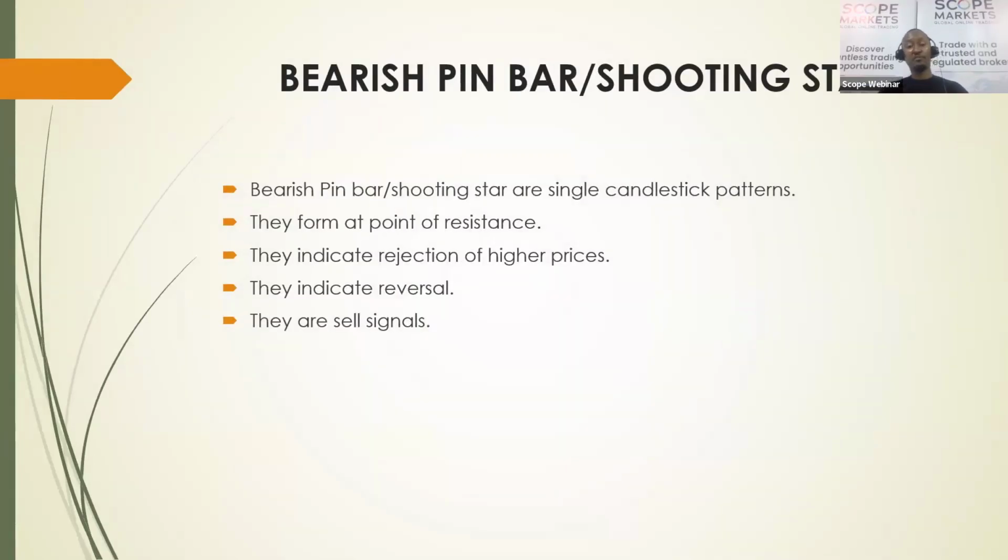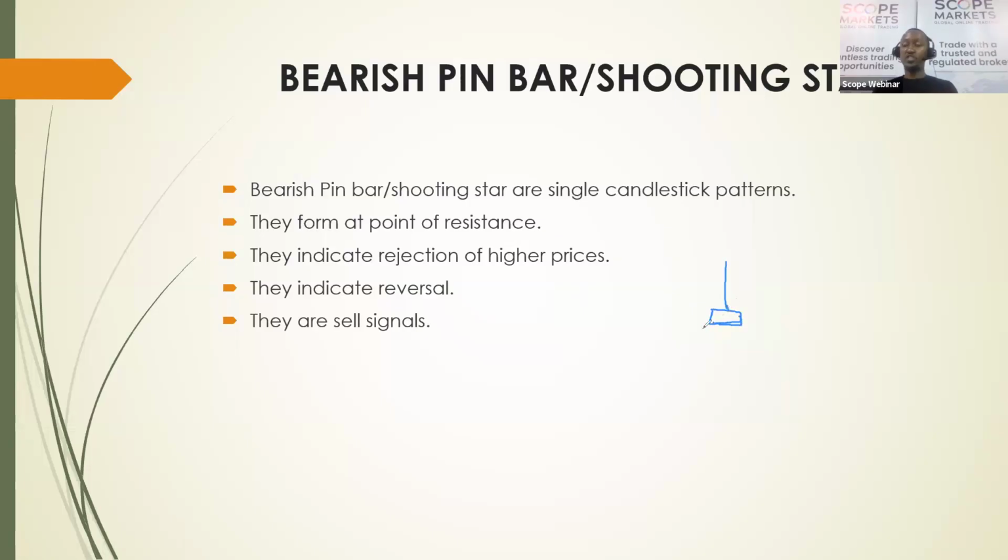So when we talk about the bearish pin bar, or what we call a shooting star, they form at a point of resistance. Okay, they form at a point of resistance. And before I even explain how they form, this is how they look. This is a bearish pin bar. We have long wicks at the top, and then we have a small body. You can see the small body.